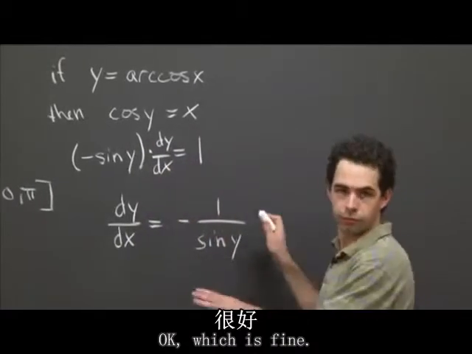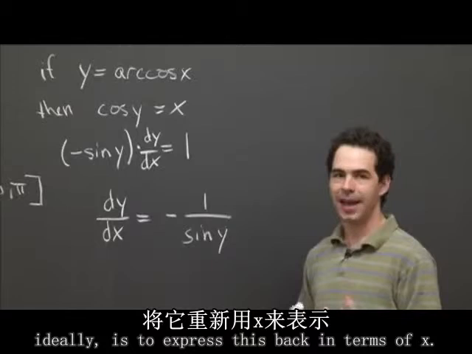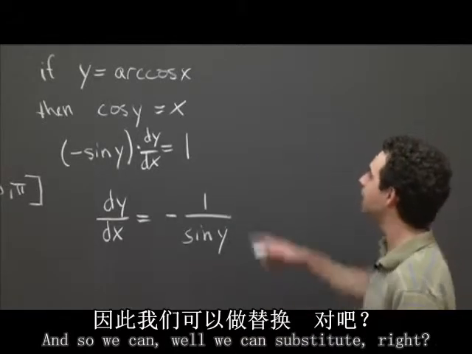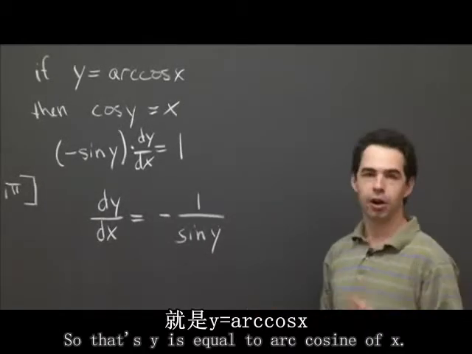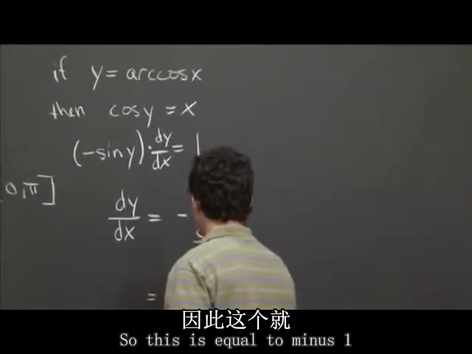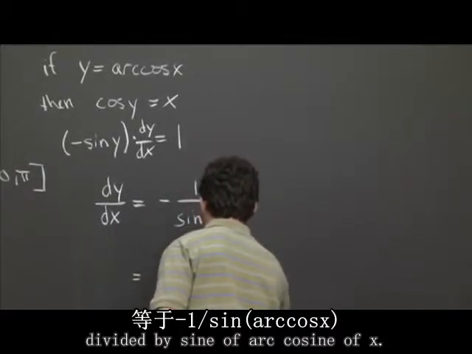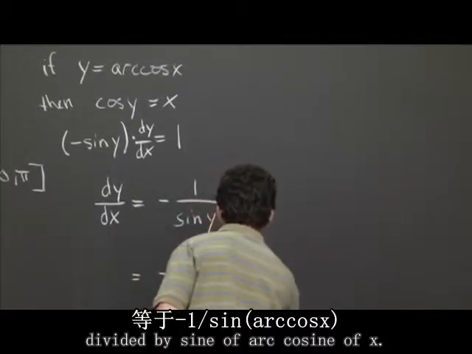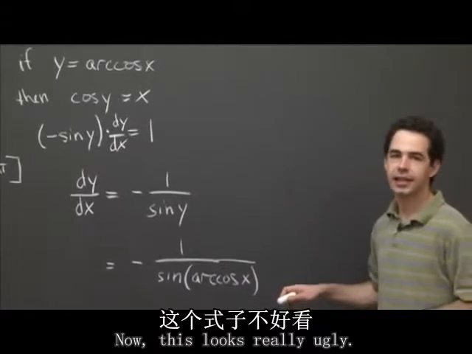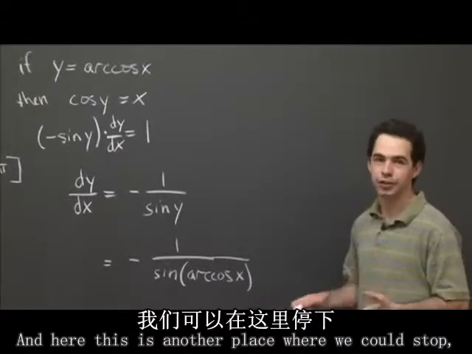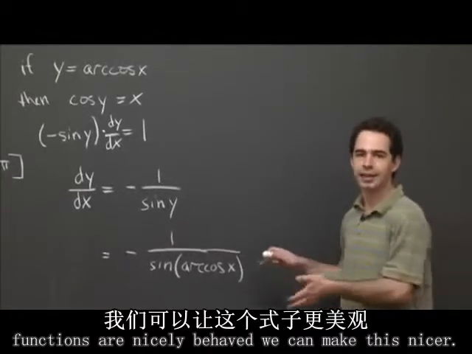OK, which is fine. This is a nice formula, but what we'd really like, ideally, is to express this back in terms of x. And so we can substitute, right? We have an expression for y in terms of x. So y is equal to arc cosine of x. So this is equal to minus 1 divided by sine of arc cosine of x. Now, this looks really ugly. And this is another place where we could stop. But actually, it turns out that because trigonometric functions are nicely behaved, we can make this nicer.